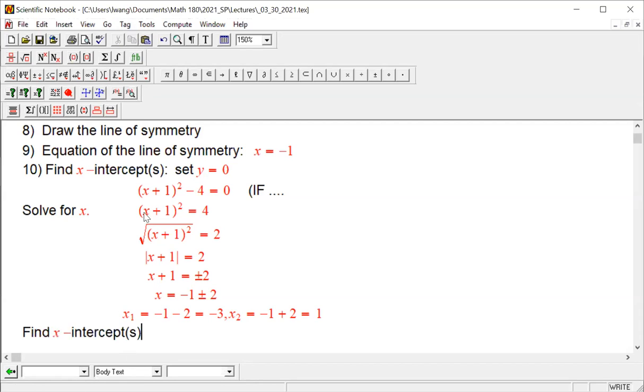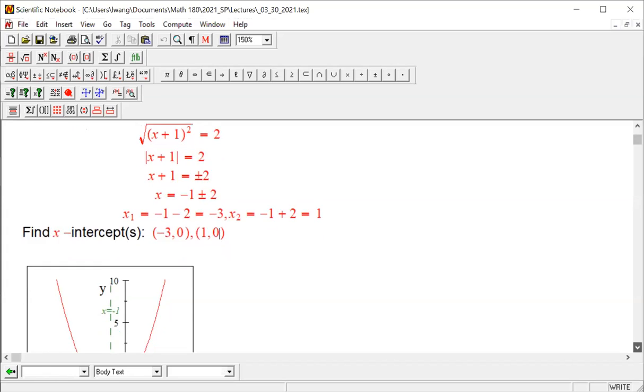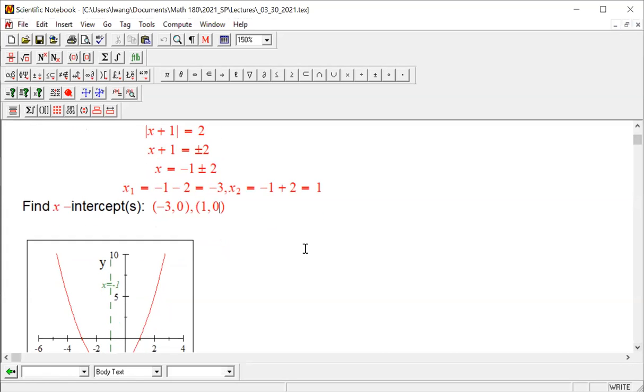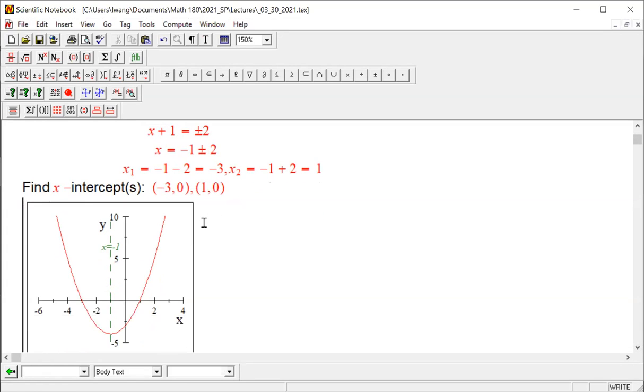Let's mark those points in our picture. So (-3, 0) and (1, 0). Wonderful. You guys are following very closely. Am I too slow or are you very comfortable? I'm comfortable. Good. So let's mark these points.